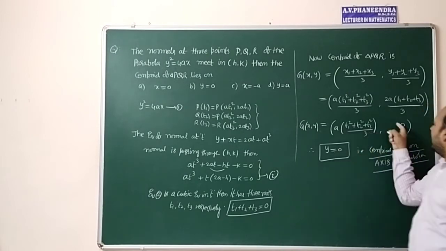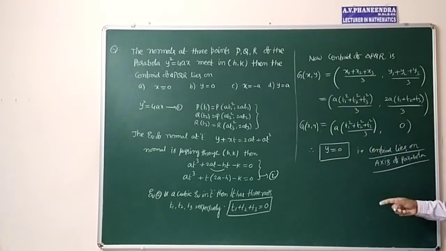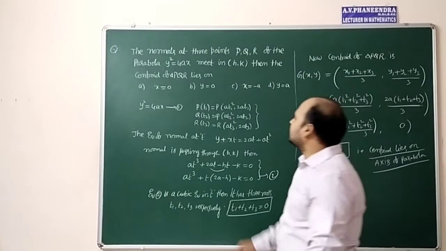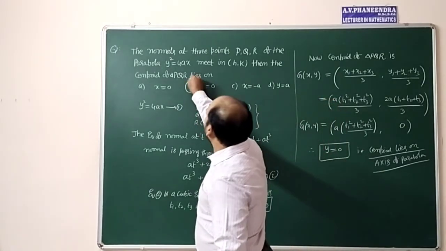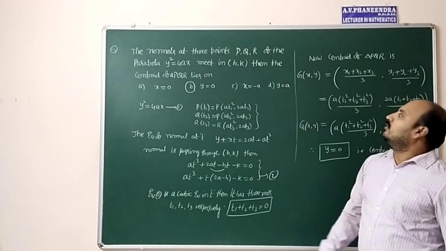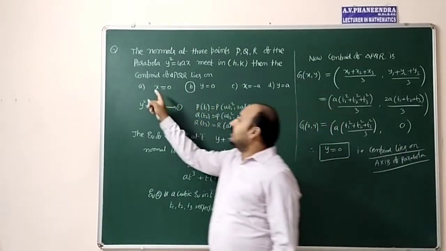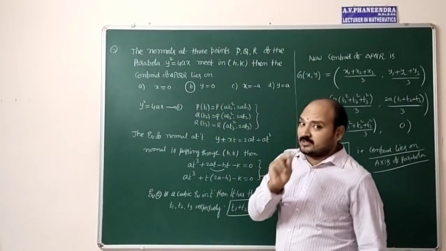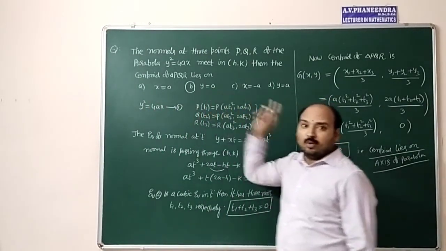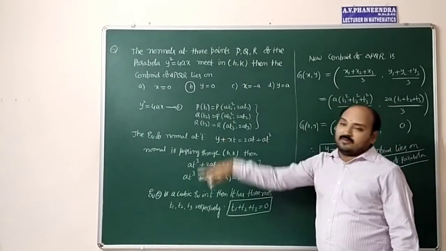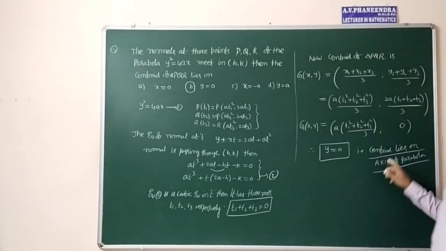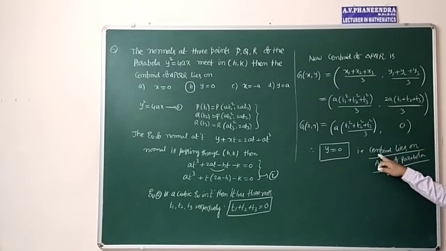Y is equal to 0. Here the y coordinate of the centroid is 0, which means it lies on the x axis. X axis means the axis of the parabola. So y is equal to 0 means x is equal to 0, which means the y axis. Remember that y is equal to 0 here, the coordinate is given, y is equal to 0 means x axis. So y is equal to 0, we got it. Therefore the centroid lies on the axis of the parabola.